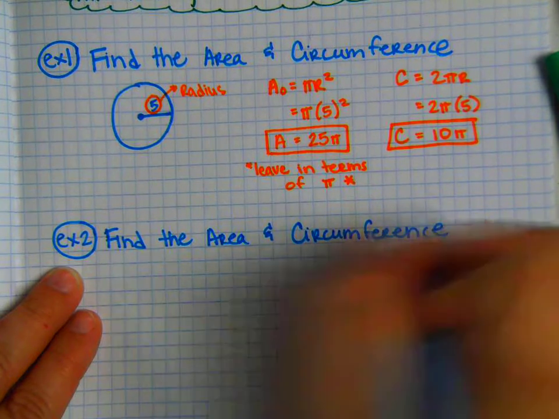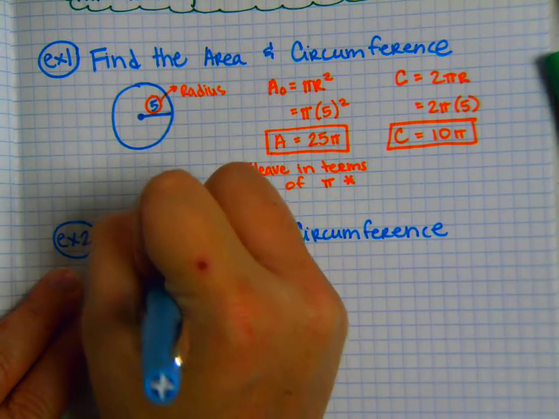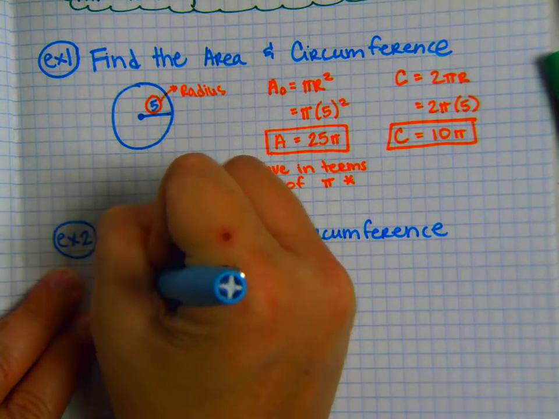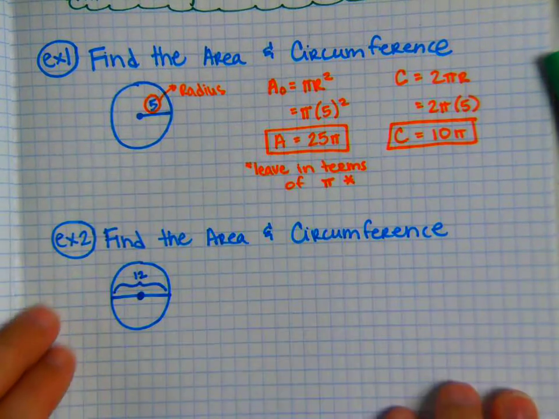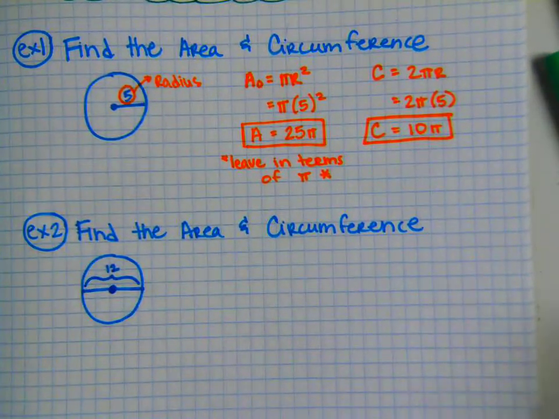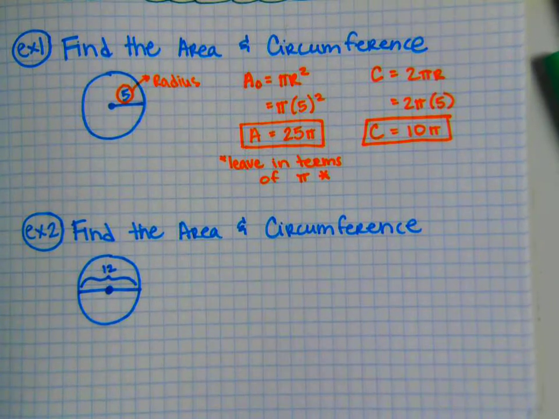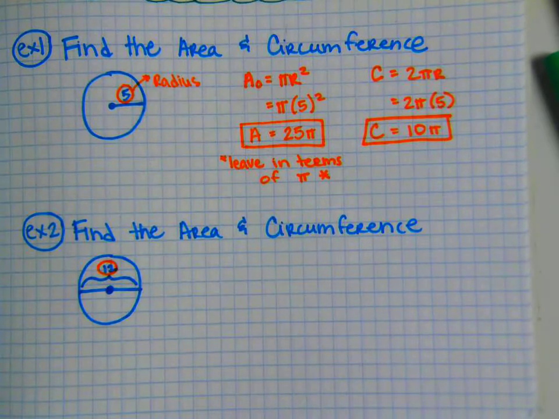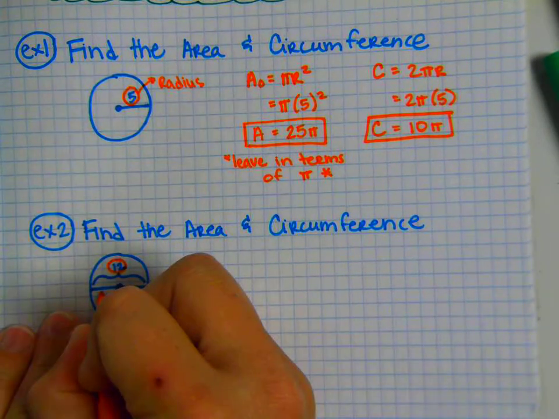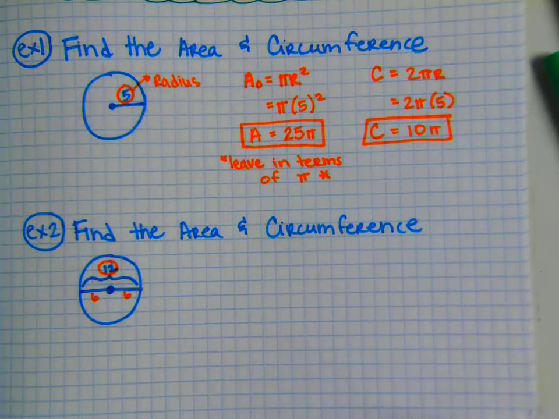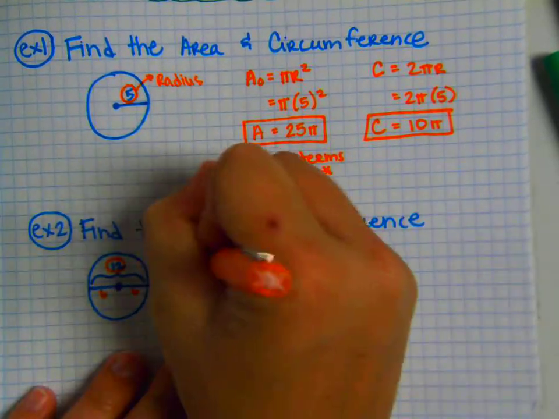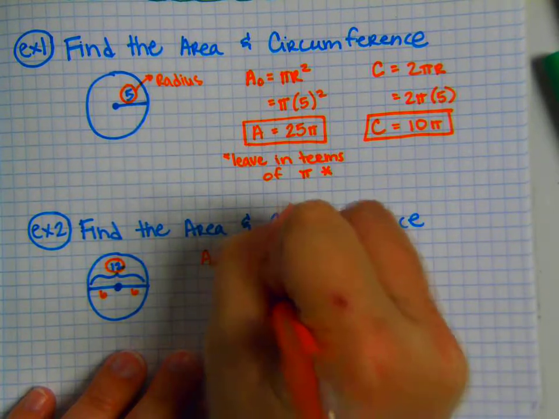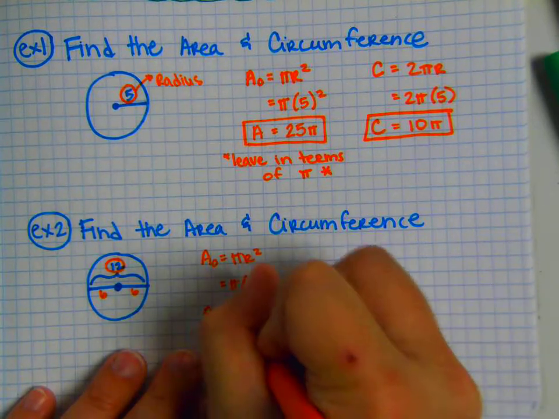You're going to find the area and the circumference of this circle. Go ahead, find the area and the circumference of that circle, and I will go over it after. So the first thing you need to realize is this 12. That 12 is not a radius, it is a diameter. So that means my radius is 6 on each side. Now I can find the area, pi r squared, so that'll be pi times 6 squared, which means my area is 36 pi.